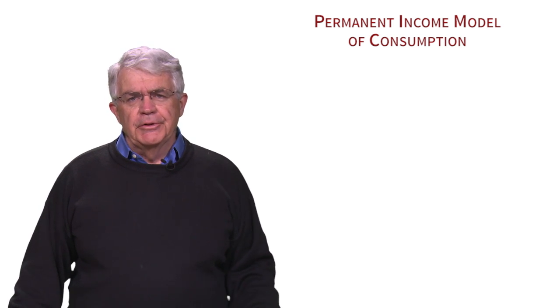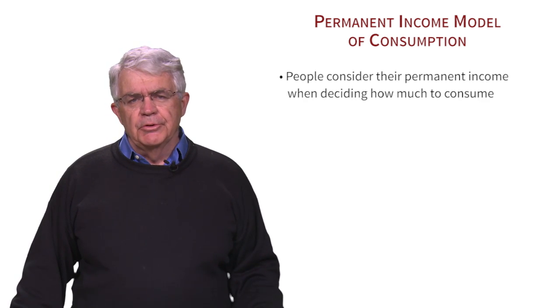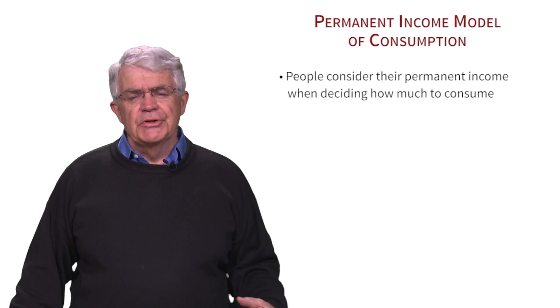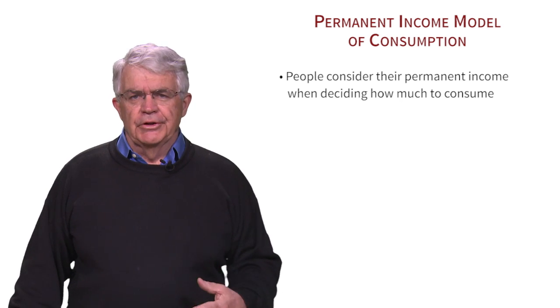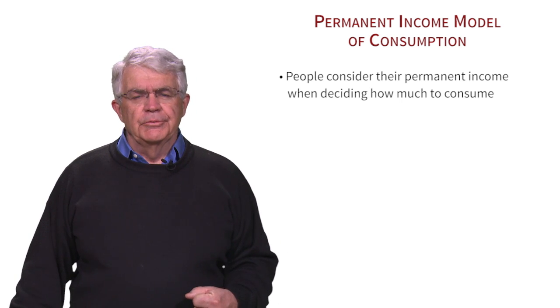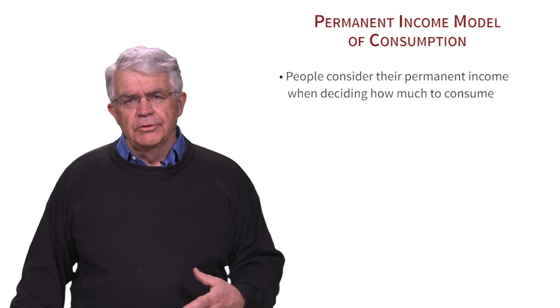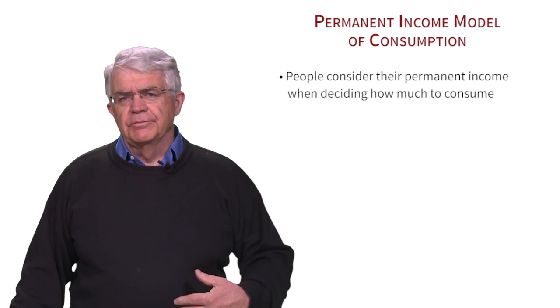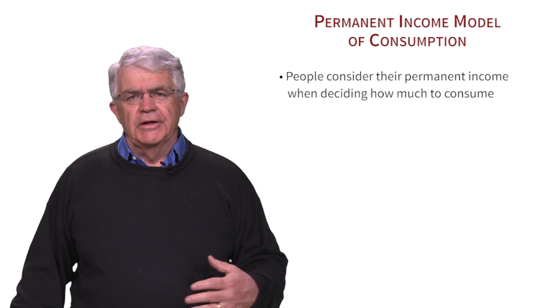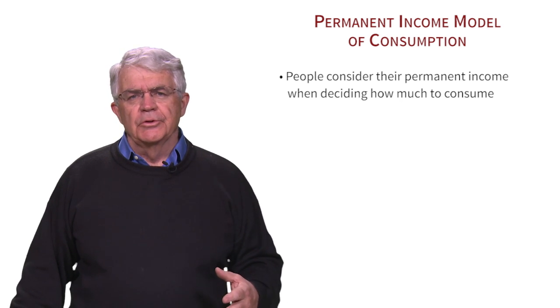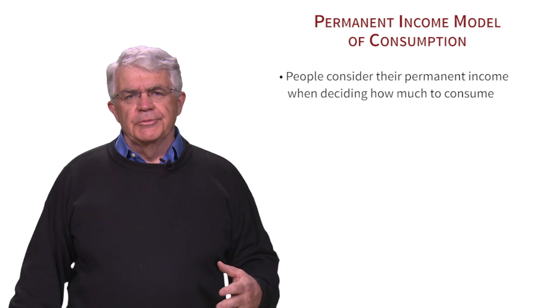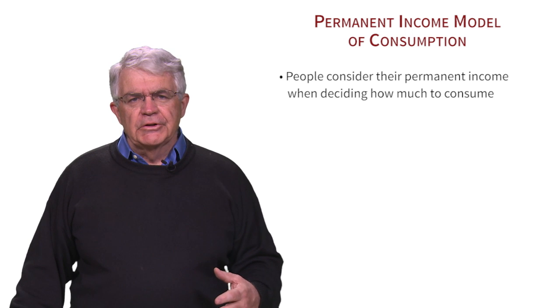The idea with the permanent income model of consumption is that people, when they're deciding how much to consume, consider their longer-term income. It's called permanent income. And if their permanent income is higher, they'll consume more. If it's lower, they'll consume less. The permanent income might depend on your education, what kind of job you have, how many people in a family are working. So it's a longer-term phenomenon that will determine the consumption.